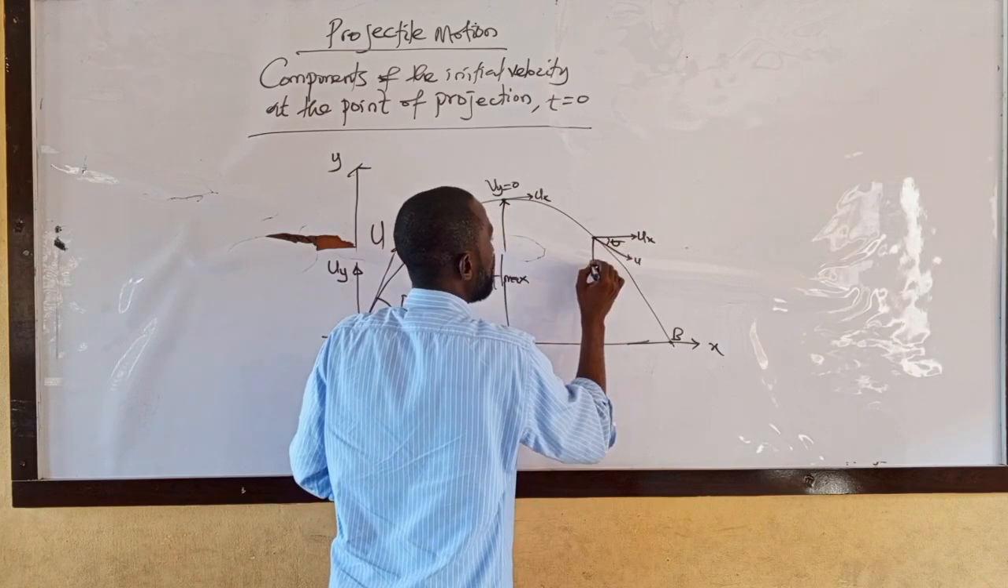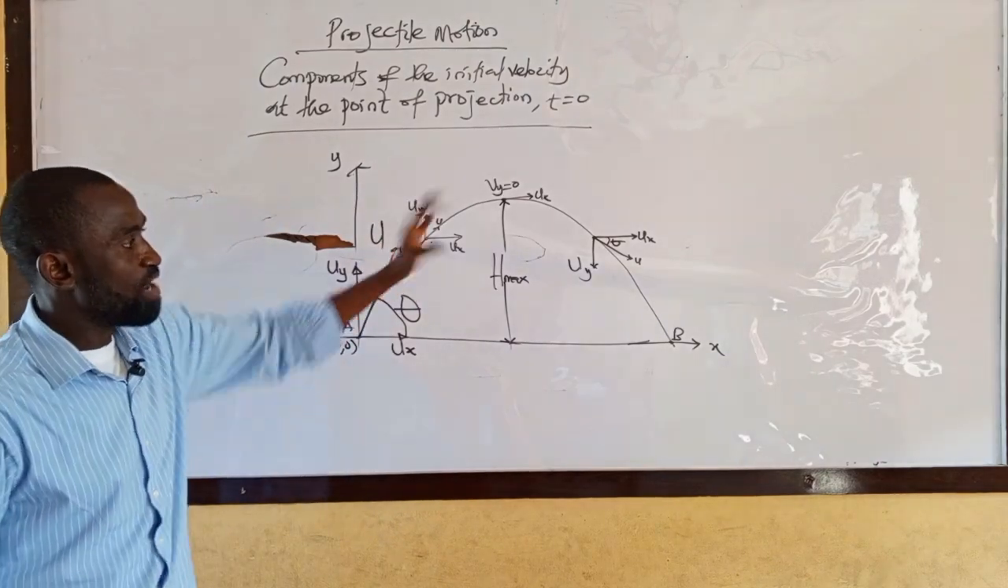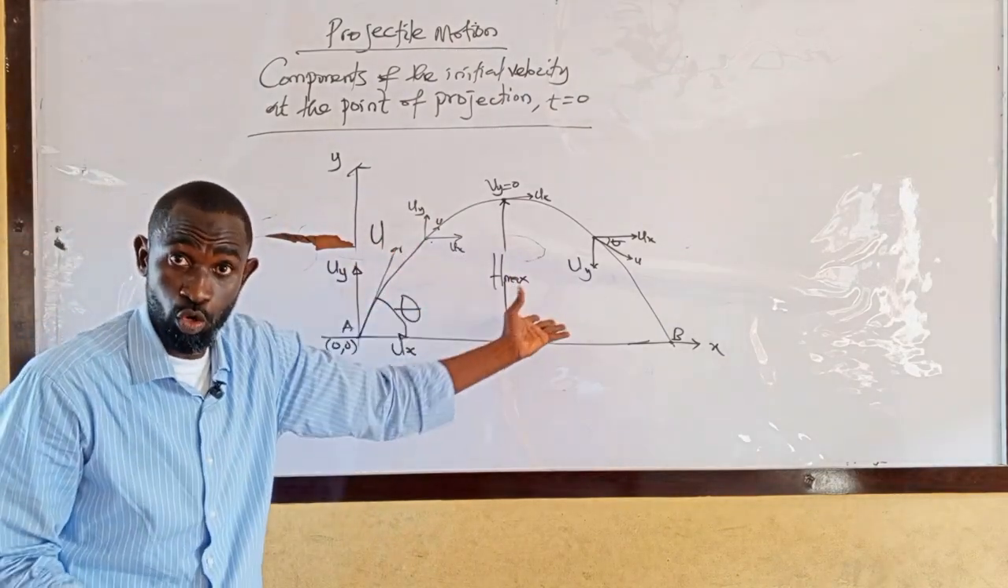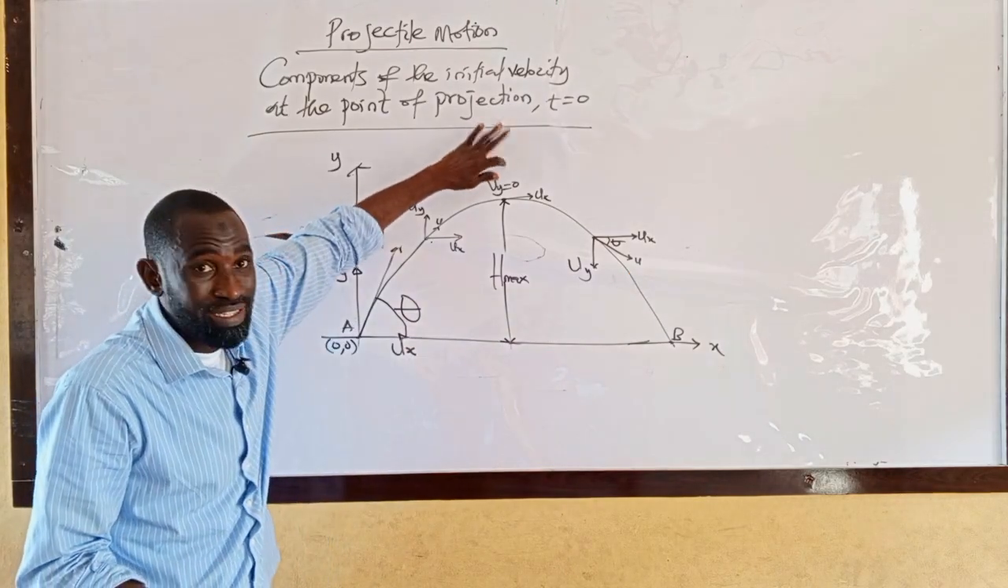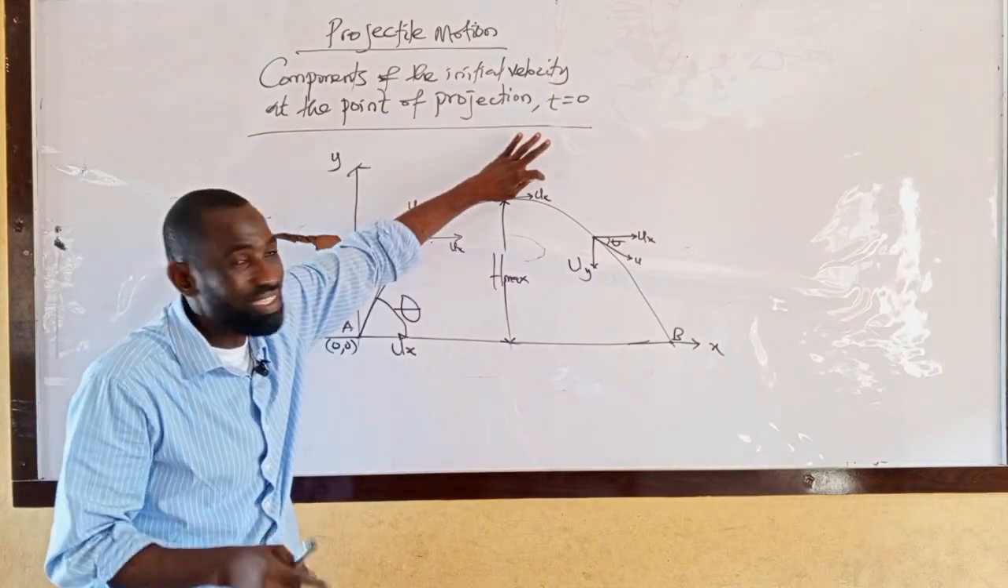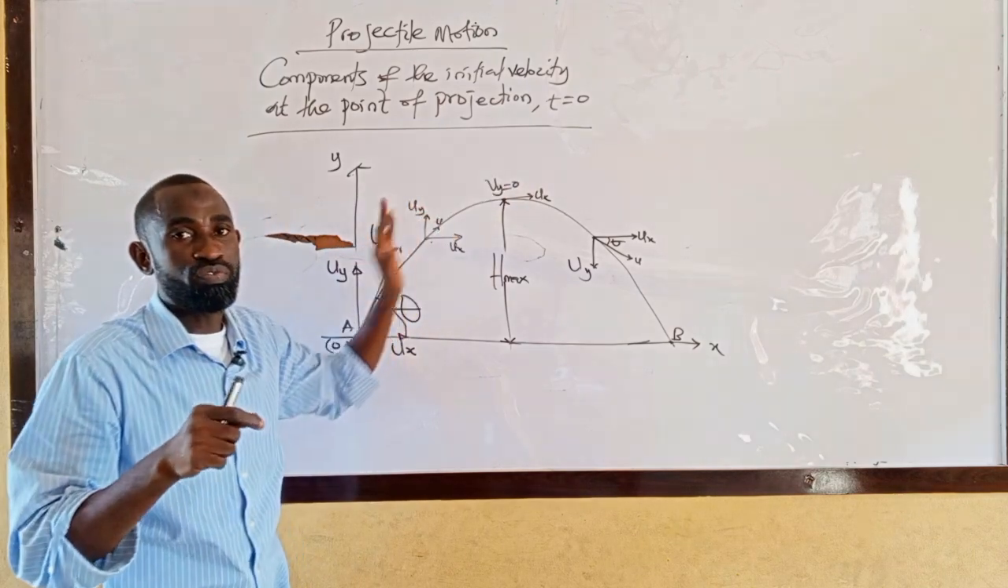So our vertical here, we have our u of y. At any point, it must have two motions, both vertical and horizontal. But at this point, it has only the u of x, which is the horizontal component of the velocity.